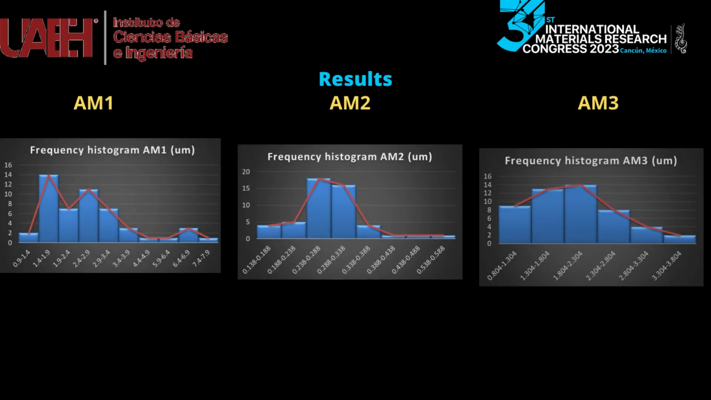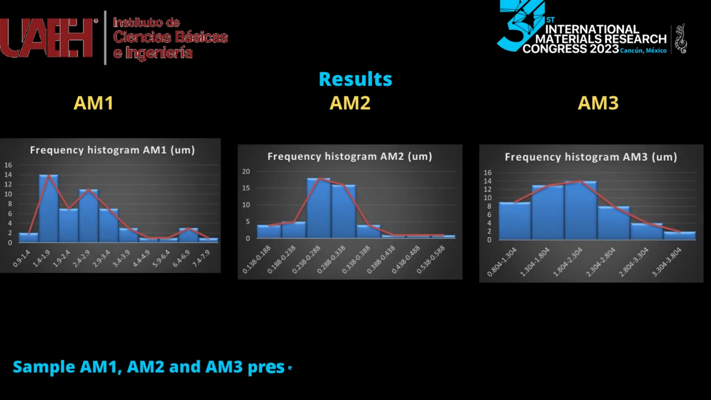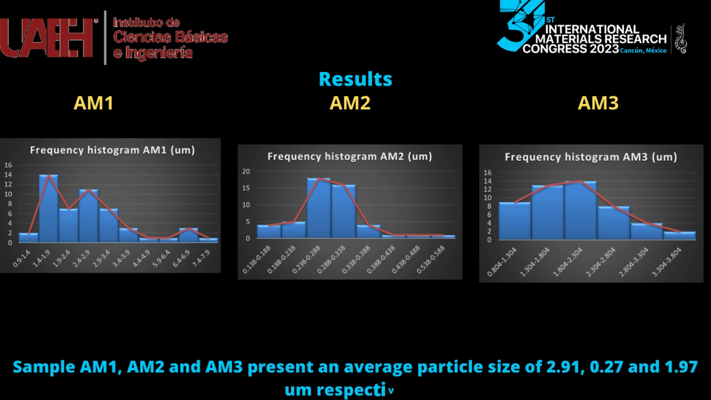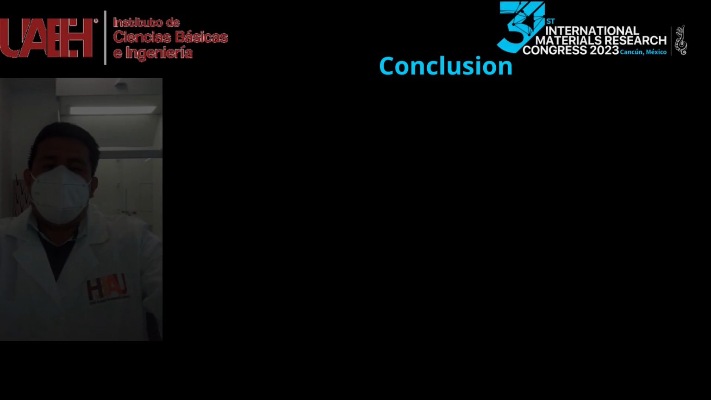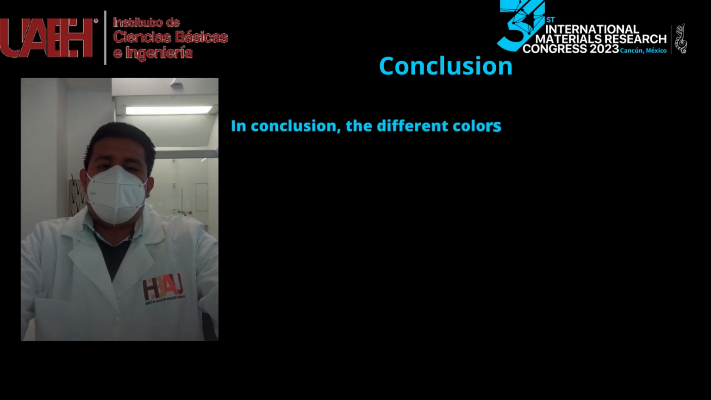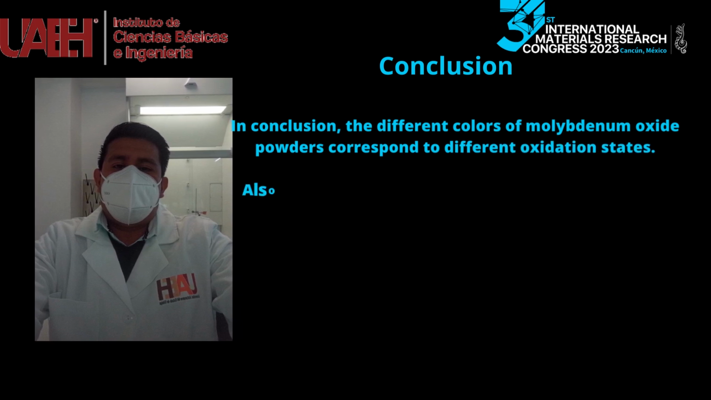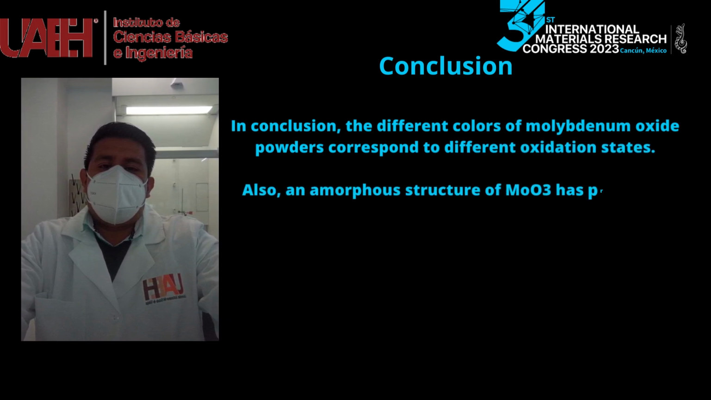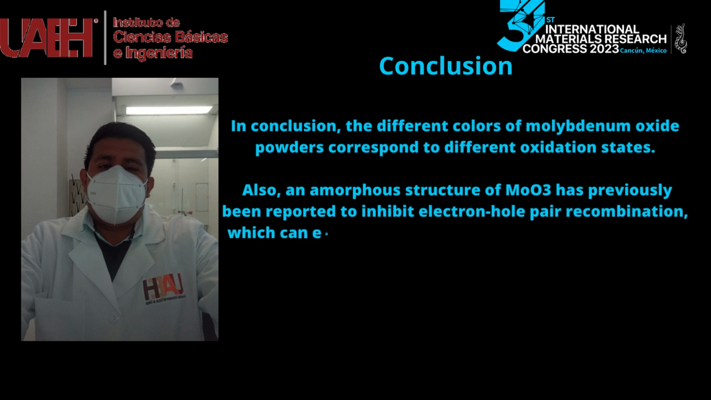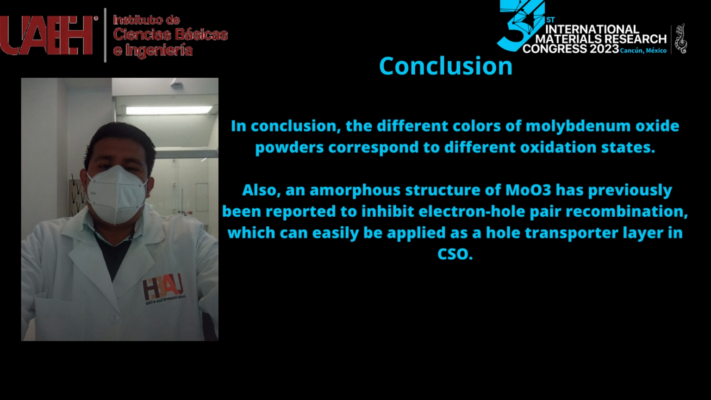Samples AM1, AM2, and AM3 present an average particle size of 2.91, 0.27 and 1.97 micrometers respectively. In conclusion, the different colors of molybdenum oxide powders correspond to different oxidation states. Also, an amorphous structure of molybdenum trioxide has previously been reported to inhibit electron-hole pair recombination, which can easily be applied as a hole transporter layer in organic solar cells.